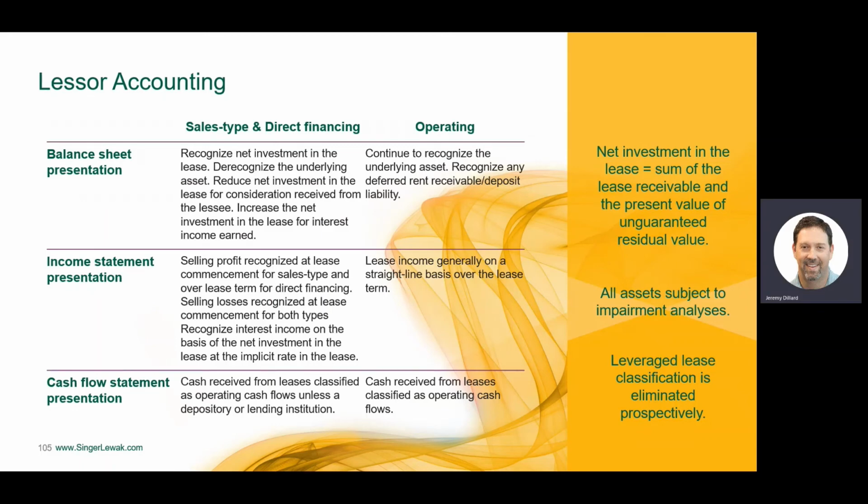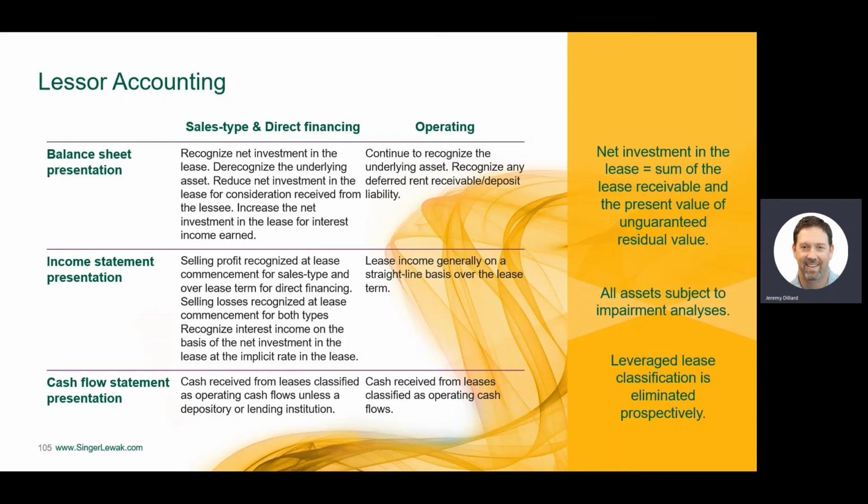After determining the proper lease classification, a lessor then needs to follow the accounting treatment in Topic 842. For sales type and direct financing leases, the lessor removes the leased asset from its balance sheet and recognizes a receivable for the future stream of lease payments.